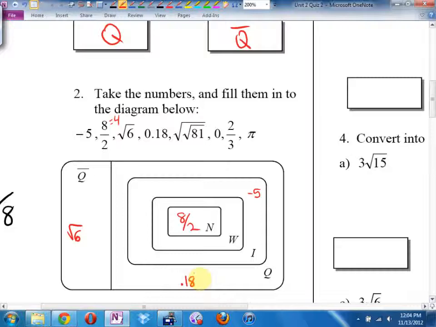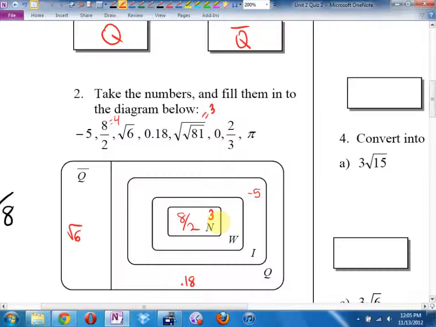The square root of 81. What's the square root of 81? What's the square root of that? Oh, this works out evenly. This works out to a 3. 3 goes in the natural number section, which also means it's whole and an integer and rational and real.